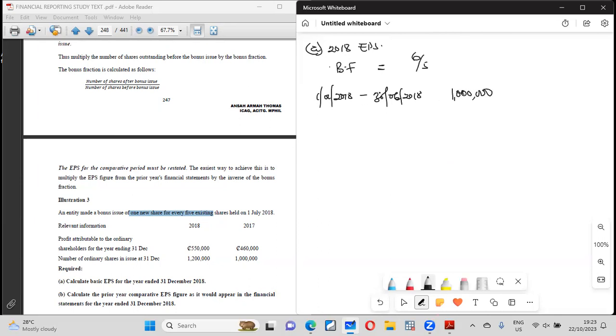And so up to this period, we have 6 months. So we will also multiply it by our bonus fraction, which is 6/5. So what will we get?